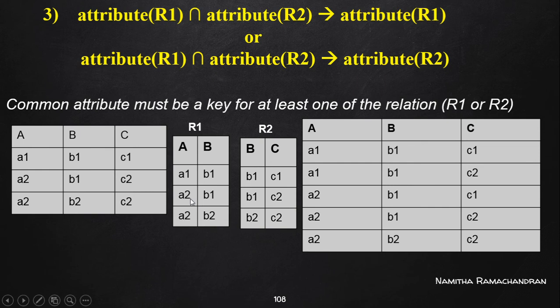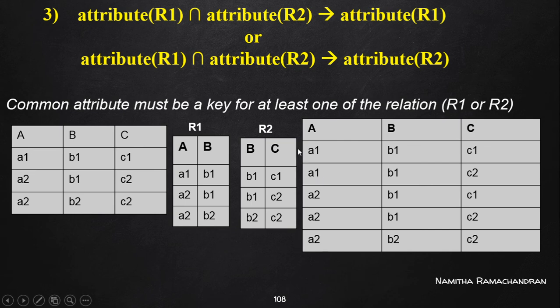So consider the next row A2 B1 C1, because the B value is matching here. Then A2 B1 C2. A2 B1, these particular rows have no common B value. So we don't want to consider this tuple. Next A2 B2 C2. Right. So all these tuples come here in the resultant relation after the natural join operation.